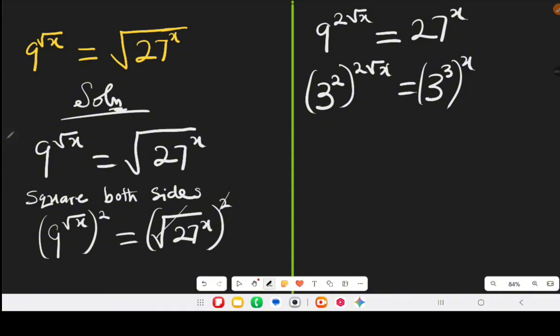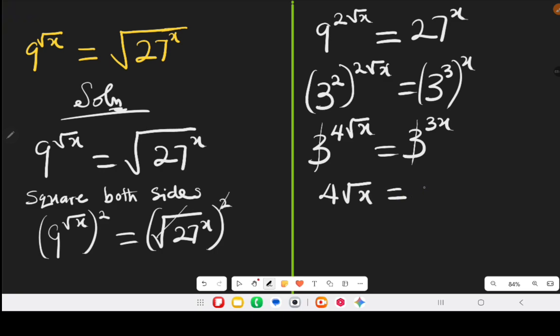Now, we multiply the powers using the law of indices, which is 3 raised to the power of 2 times 2 root x, gives us 4 root x, equal to 3 times x, gives us 3x. At this point, we compare both sides. If we compare both sides, we cancel base 3, left with 4 root x equal to 3x.